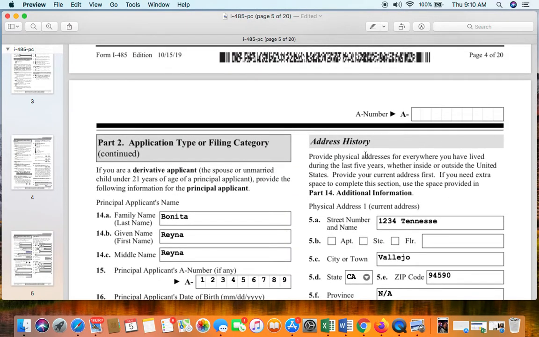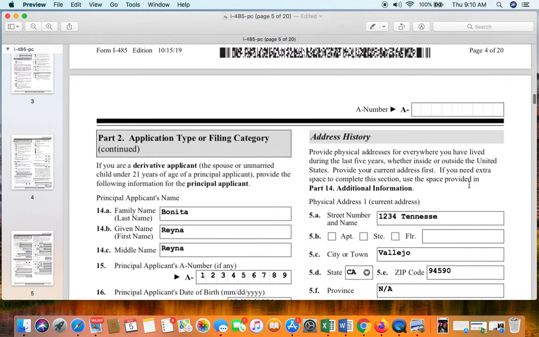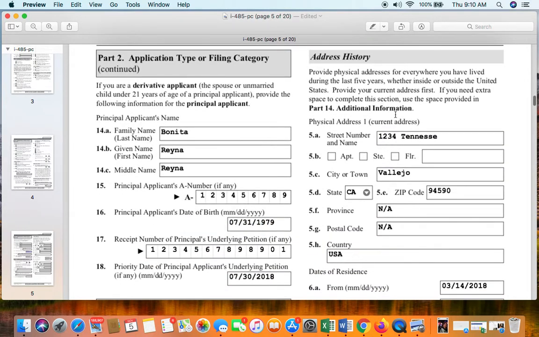Address history. Provide a physical address for everywhere you have lived during the last 5 years, whether inside or outside of the United States. Provide the current address first. If you need extra space to complete this section, use the space provided in Part 14, additional information. So this is my physical address right now, 1234 Tennessee. My city or town is Vallejo, my state is California, and my zip code is 94590.